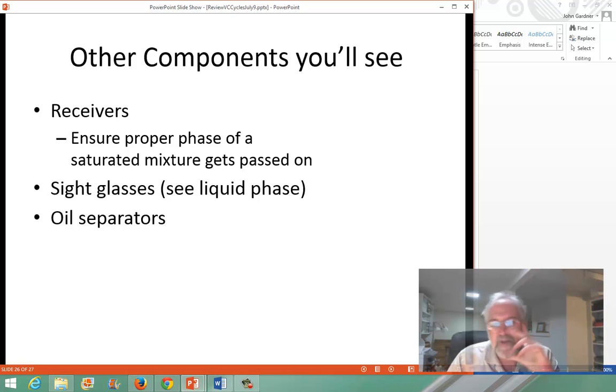And there's other things you'll see. There's things called receivers that help separate the liquid and the vapor. There's sight glasses, so you can actually watch the stuff go through. Oil separators. But we've talked a little bit about what the hardware looks like before, and we'll just cover this as appropriate as we go along.